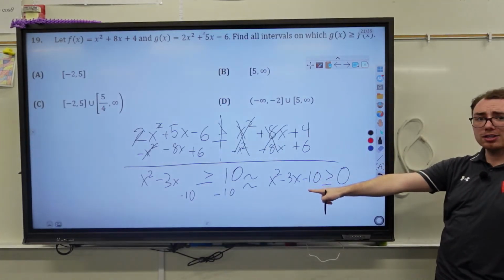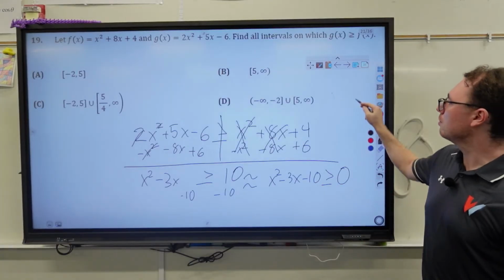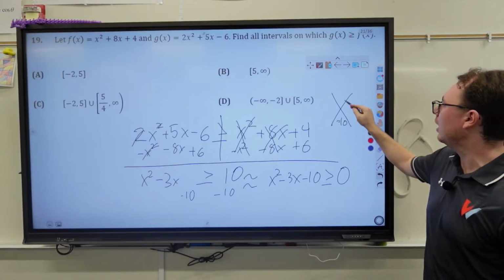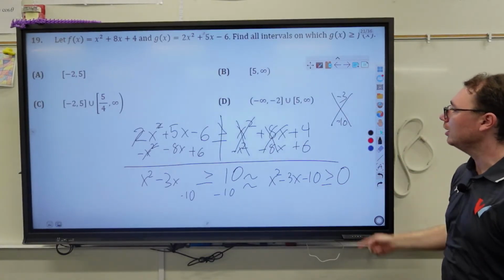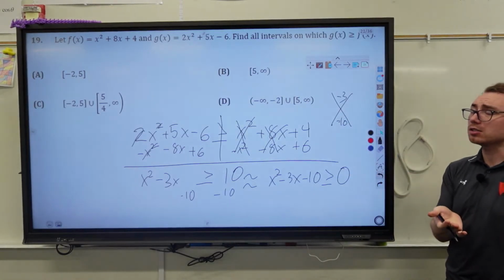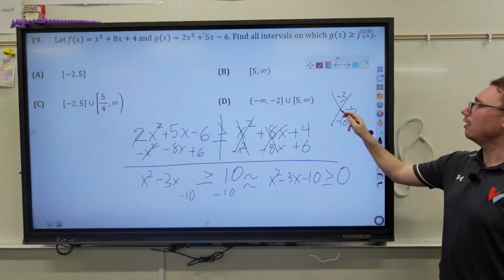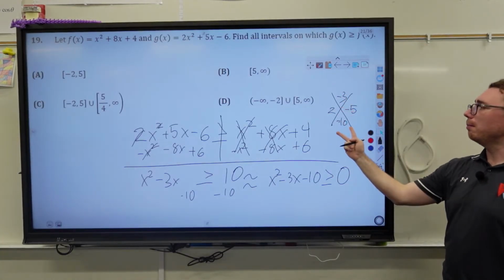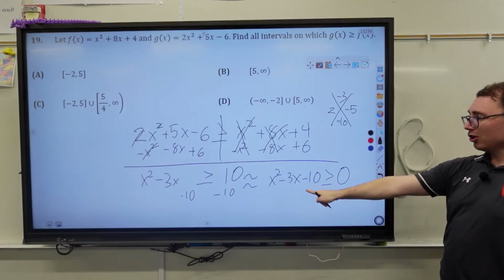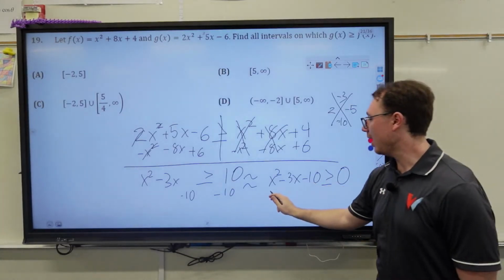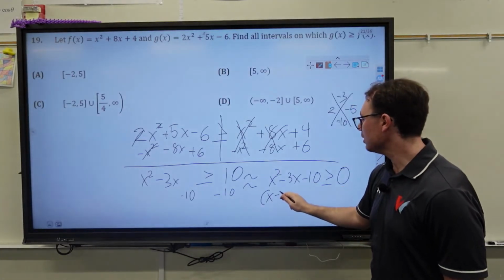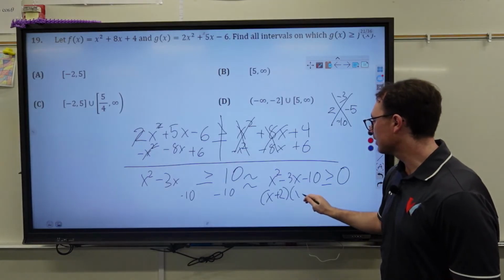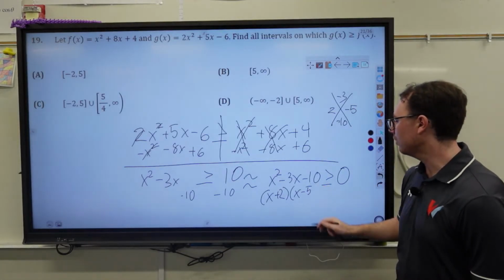So let's try and factor this one out. What two values multiply to negative 10 but add to negative 3? In that case, it's pretty fast to solve. We get negative 5 and positive 2. These add together to get negative 3, but multiply to get negative 10. So we can factor this one out as x plus 2, x minus 5 here.